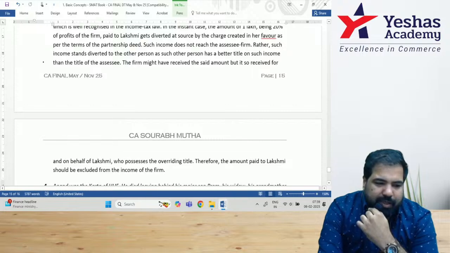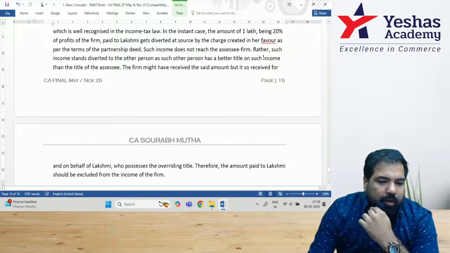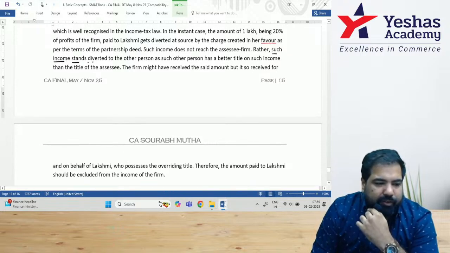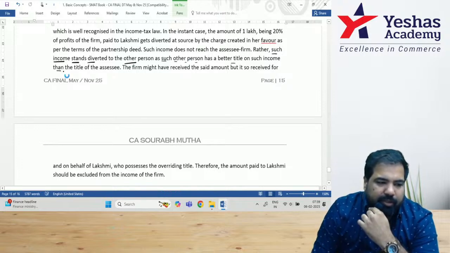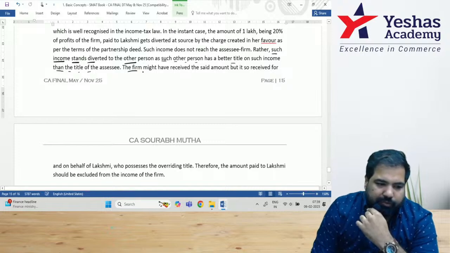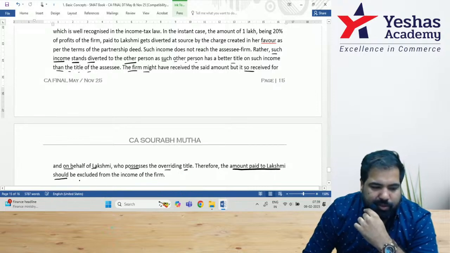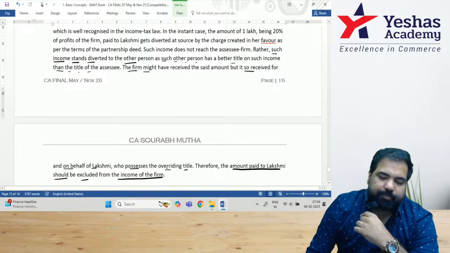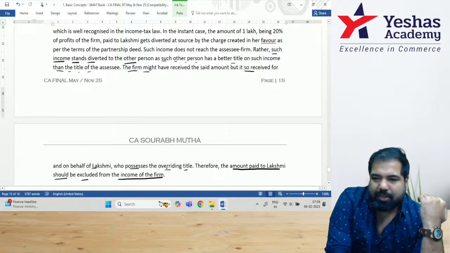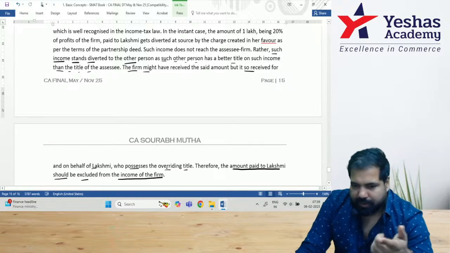Read the last few lines, guys. Such income stands diverted to the other person, as such other person has better title on such income than the title of the assessee. The firm might have received the said amount, but it is so received on behalf of Miss Lakshmi, who possesses the overriding title. Therefore, the amount paid to Lakshmi should be excluded from the income of the firm. Should be taxed in whose hands, guys? Lakshmi's hands. Yes.